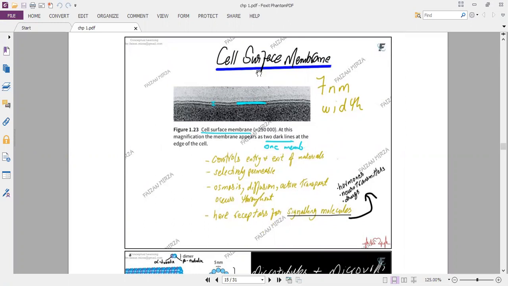The cell surface membrane is the next part that we are discussing. It's about 7 nanometer wide at 250,000 magnification, which is the maximum magnification that an electron microscope can achieve. This surface membrane appears to be having two dark lines separated by a lighter region. What cell surface membrane is doing, it controls the entry and exit of materials. This is a selectively permeable region which allows certain substances to enter and the others to leave by osmosis, diffusion, active transport, which occur throughout the cell. Endocytosis and exocytosis can also occur.